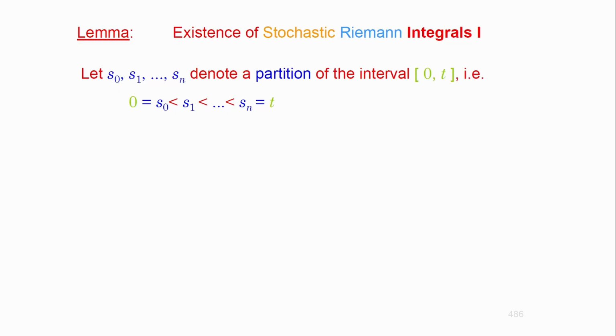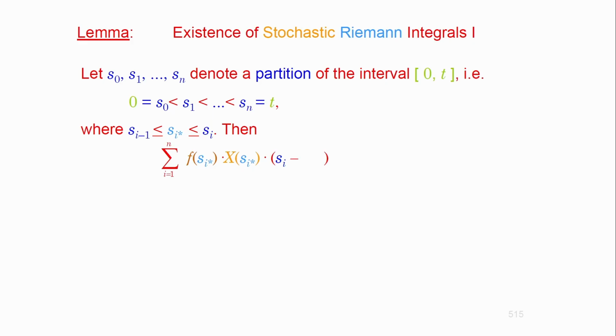So you have a partition again, where you have s_i asterisk somewhere between s_{i-1} and s_i. It doesn't really matter where it is. And then the integral exists, which means that the limit of this sum, the mean square limit of this sum, to be precise, is going to be finite, in terms of a random variable. So that is supposed to be the case. Then this means that the integral exists.